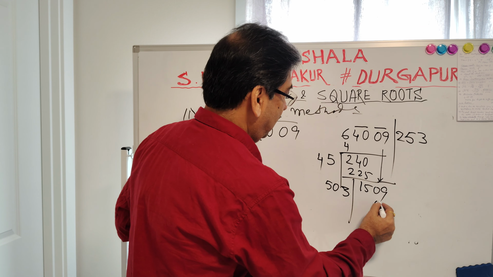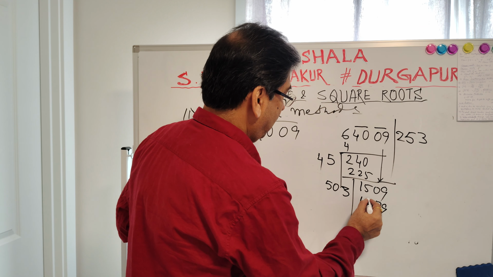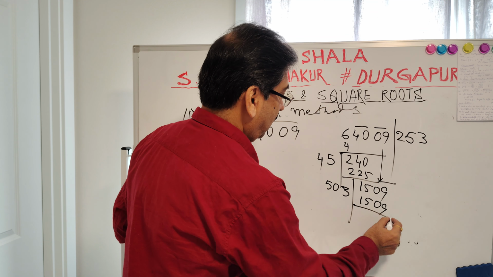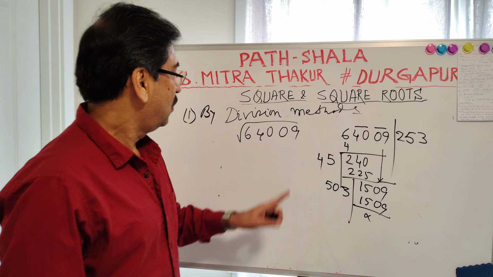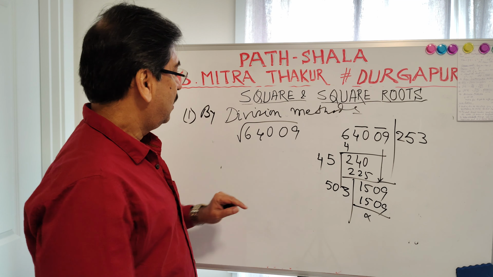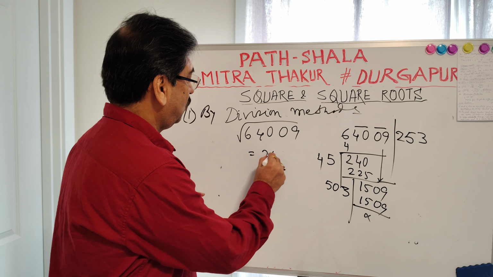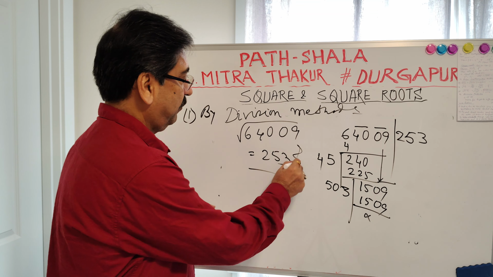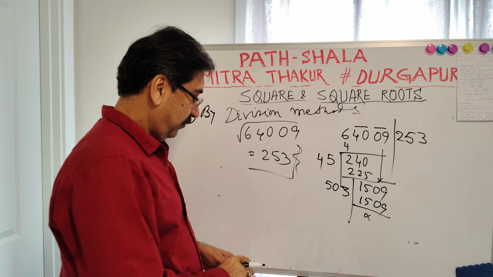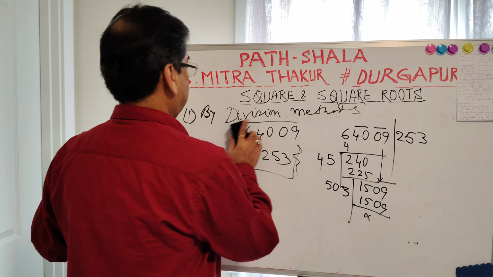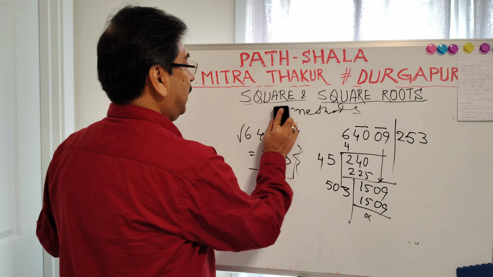3 3s are 9 and 350, 15. 0. Right? So root over 64009 is equal to 253. Answer. Right? This is the division method.